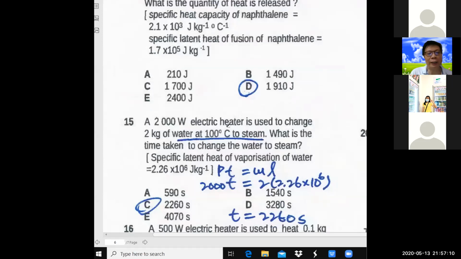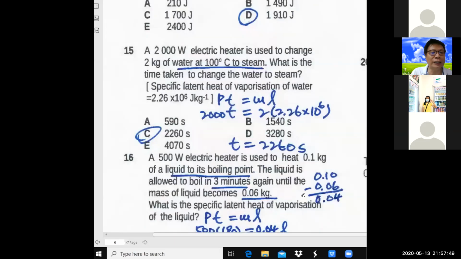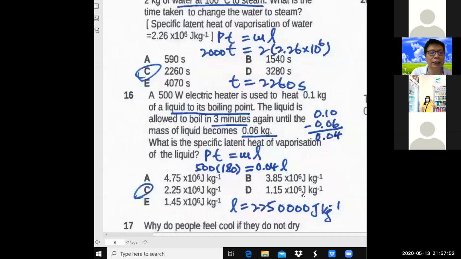A 2000 watt heater is used to change 2 kilograms of water at 100 degrees to steam. It's already 100 degrees, so it only changes to steam, that's it. So Pt equals ml: power 2000 watts, time you don't know, mass 2 kilo, latent heat L given as 2.26 times 10 to the power 6. You calculate and get the answer, 2260 seconds. The time must be in seconds, okay? So we move on to question number 16. Question 16 is a little bit tricky, okay? Come, let me explain.